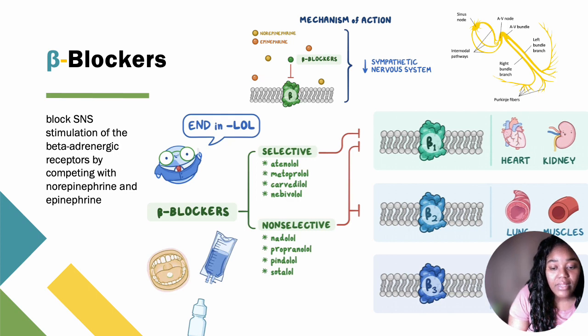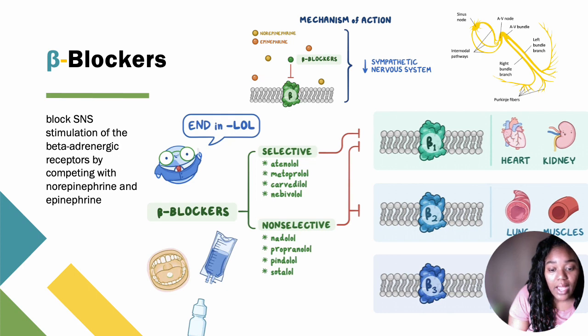Then you have the non-selective that work on beta 1 and beta 2. And recall, the beta 2 receptors are specifically on the lungs. So they normally help with that bronchodilation. Well, in this case, they help to cause bronchoconstriction because they are inhibiting the action of what a normal sympathetic response would be in the lungs.